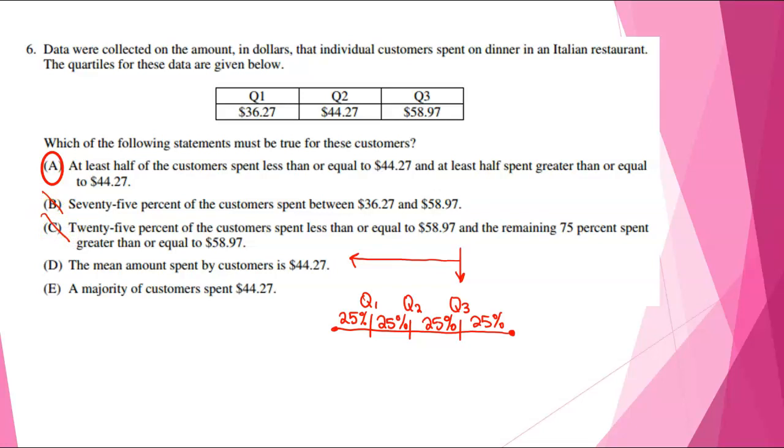D, the mean amount spent by customers is 44.27. We do not know that from here. We do know that the median is 44.27, but we do not know anything about the shape of this distribution. So as of right now, we do not know that the mean and median are equal. So we cannot say D.